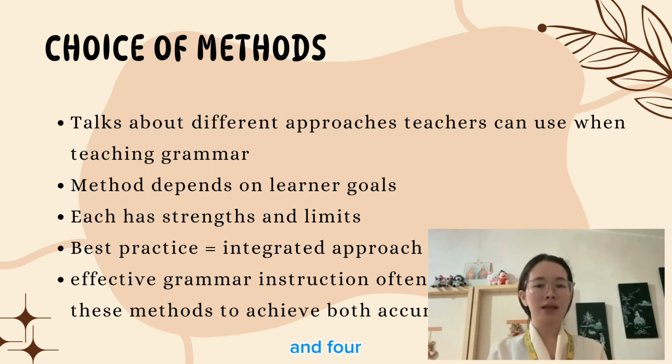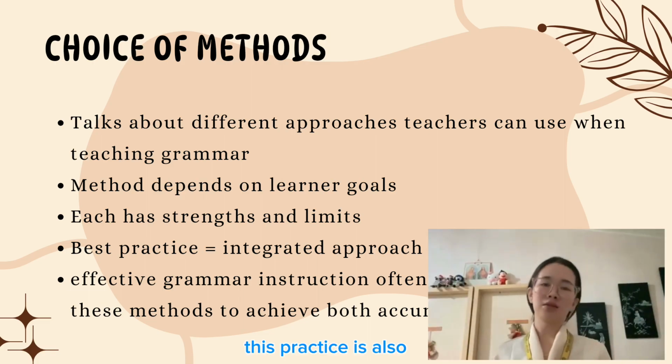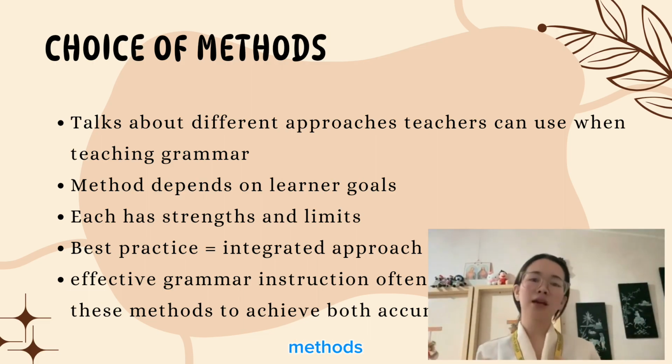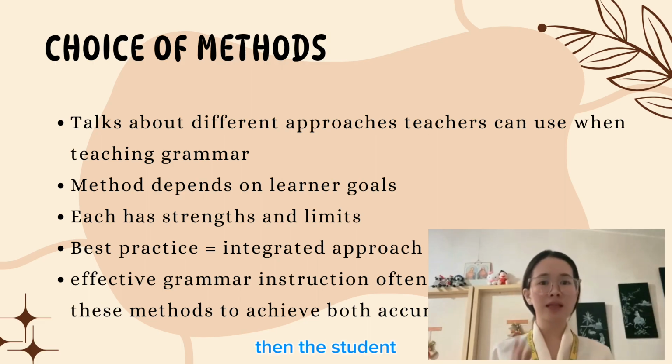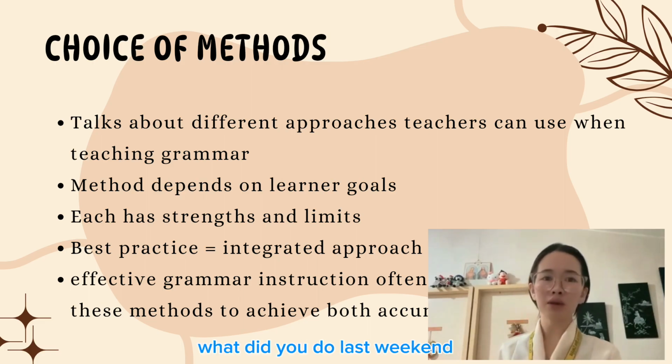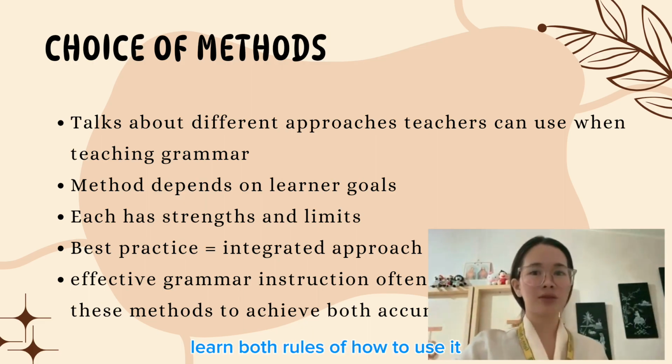mistakes. And fourth is best practice, integrated approach. This practice is to combine different methods. For example, the teacher explains the rules, then the students are asked to talk about what did you do last weekend. This way, students learn both rules and how to use them.